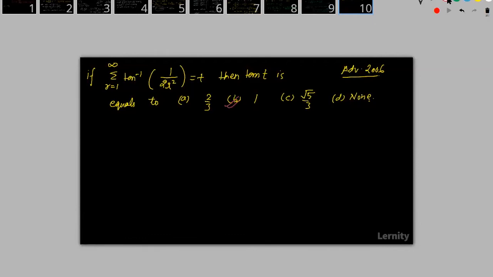Yes, so this question also, because there is a sigma, that means you have to convert this part into somewhat where terms will get cancelled out with each other. Okay.